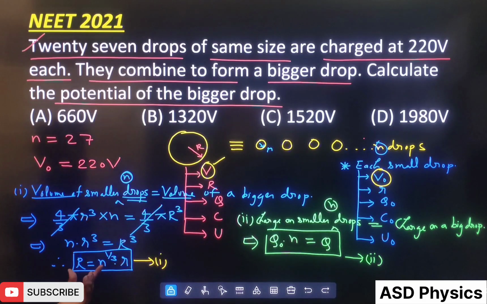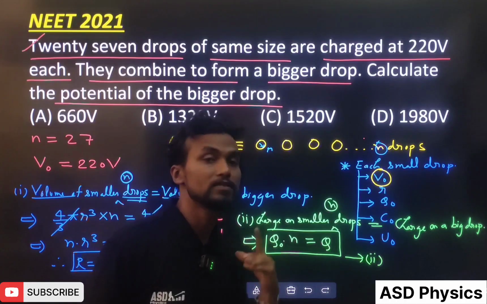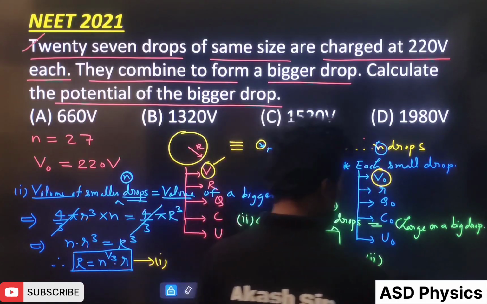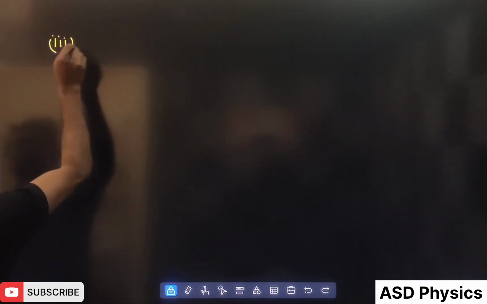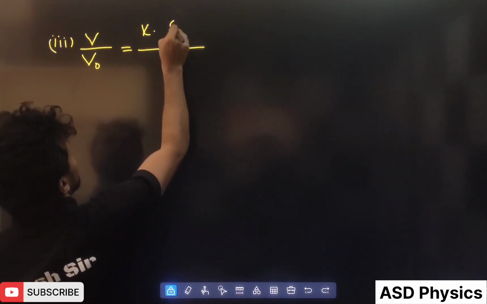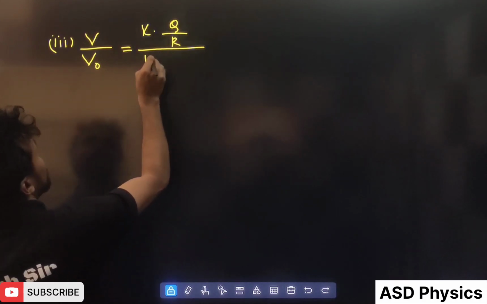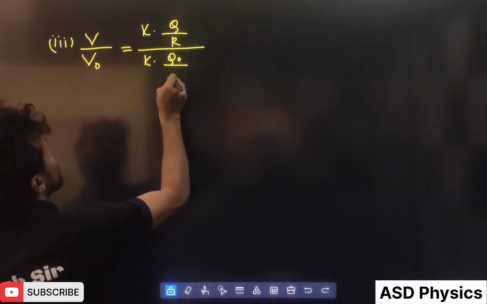So here we have got the radius and the charge. Now, let's come to the potential, the third one. The ratio of the potential of a bigger drop to the potential of a smaller drop: what is the potential formula? K into Q by R, where K means 1 by 4 pi epsilon naught, and similarly K into Q naught by small r. K and K cancel.